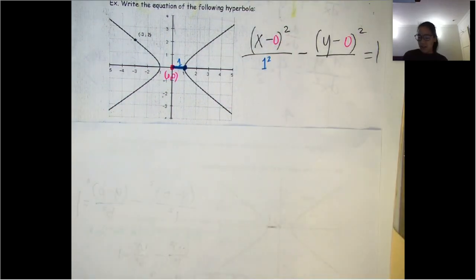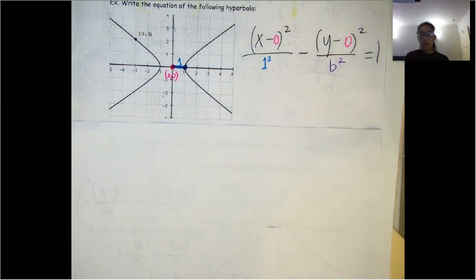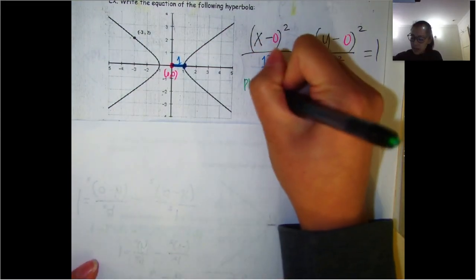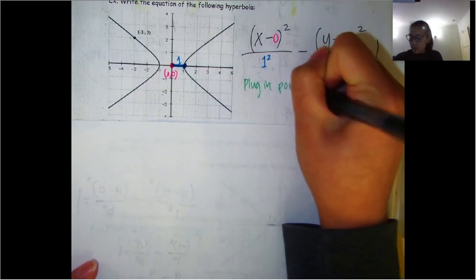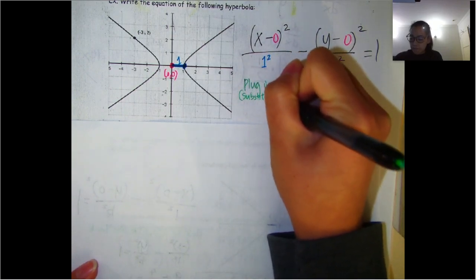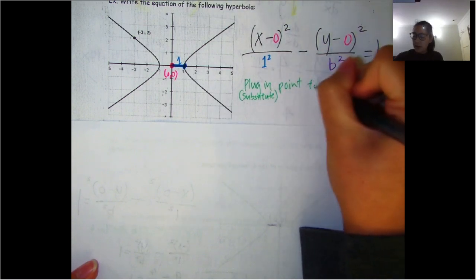We aren't given a covertex, and so we don't know what b is, and so over here this is going to be b squared. So the question is, how do you solve for b? Well, they gave you a point that you have not yet used, so we'll go ahead and use that point. So we'll plug in the point. Plug in also means substitute. Point to solve for b.